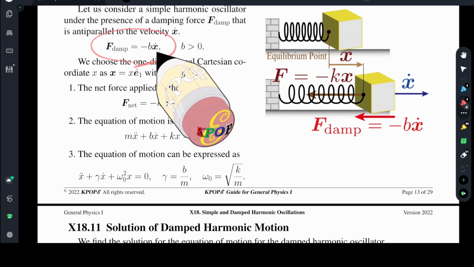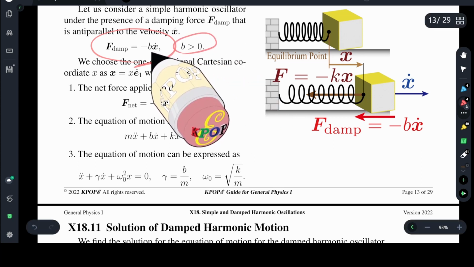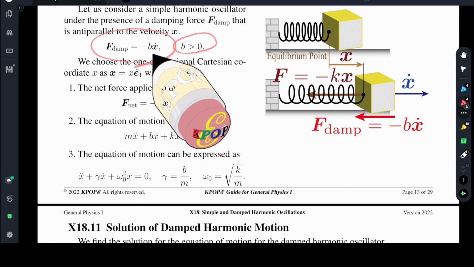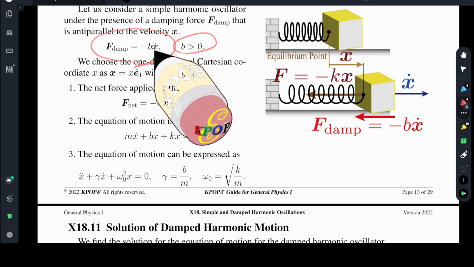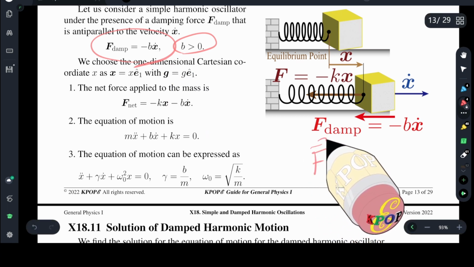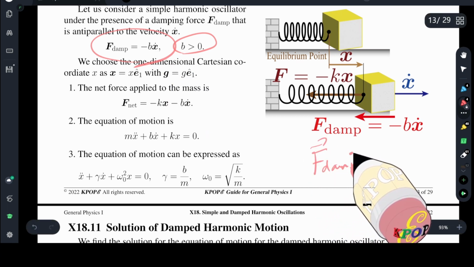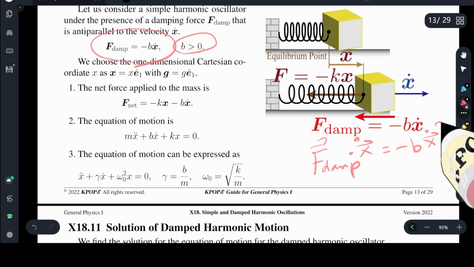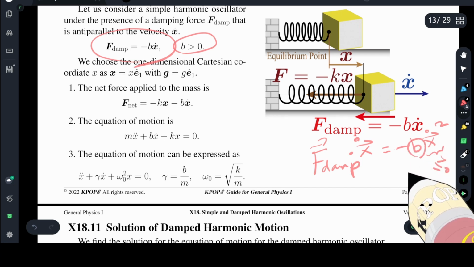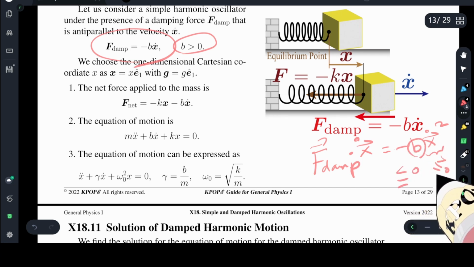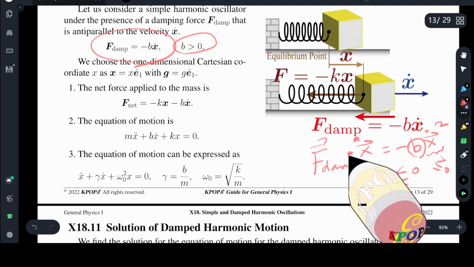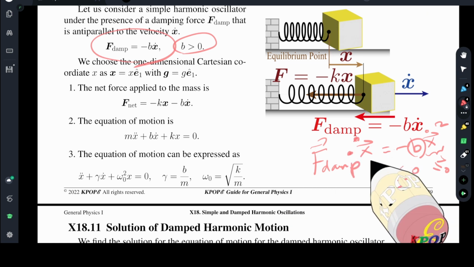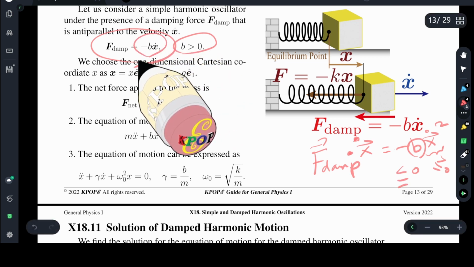The damping force is proportional to the velocity, but the coefficient b is positive, so it is against the velocity, opposite to the velocity. If you multiply by x dot, then you will find minus b x dot squared. This is positive, and this is positive, so the total is negative. That means the damping force dissipates the energy. Energy is decreasing in the presence of the damping force.